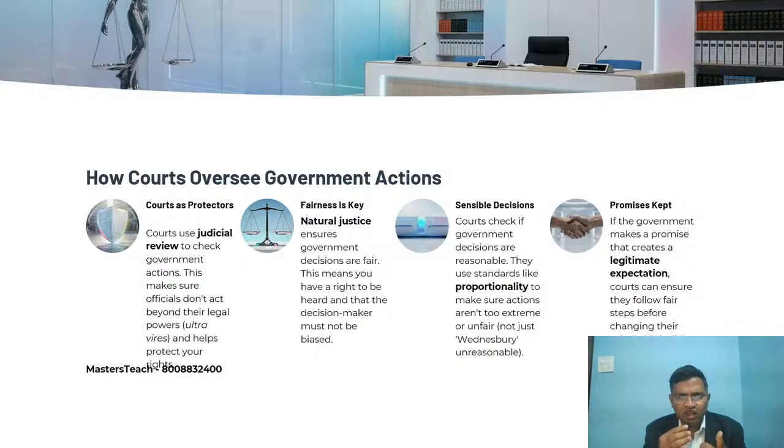Then sensible decisions. The court checks whether government decisions are sensible and reasonable, whether they follow the proportionality we already discussed, and make sure actions are not too extreme or too unfair, not just Wednesbury unreasonableness. If the government makes a promise that creates legitimate expectations, the court ensures that it follows the proper steps before changing its mind. This builds trust. So the court always checks government actions, looks after the people's protection, and makes sure there is natural justice, sensible decisions, and that promises are kept. This is how courts oversee governmental decisions and actions.